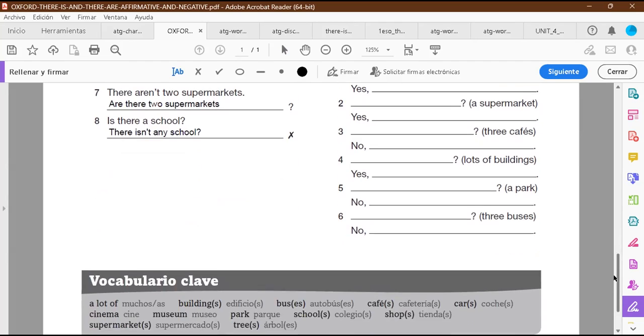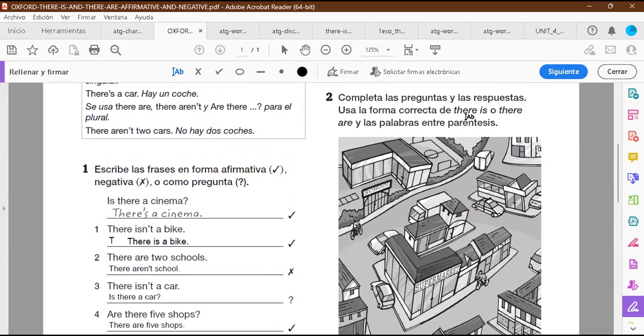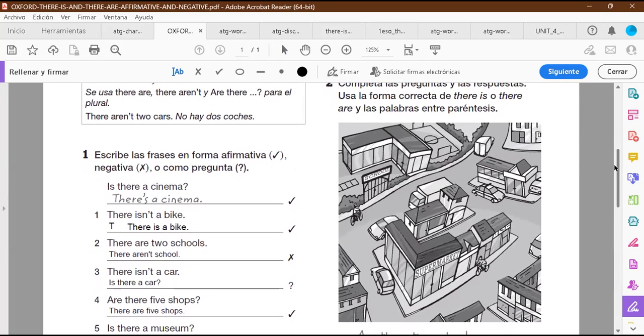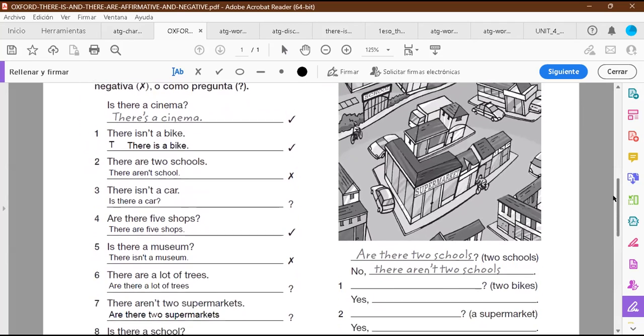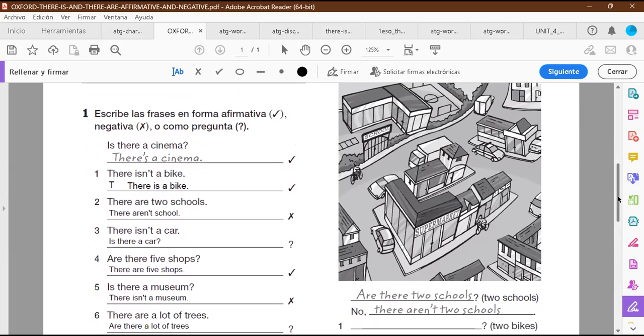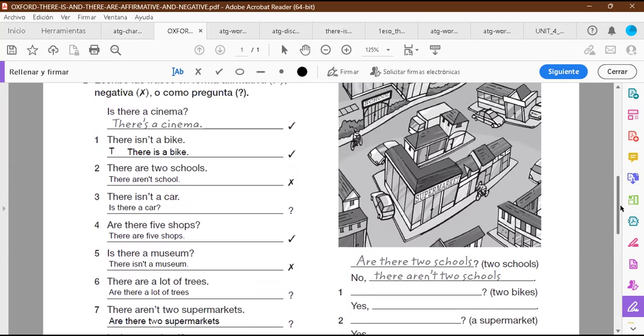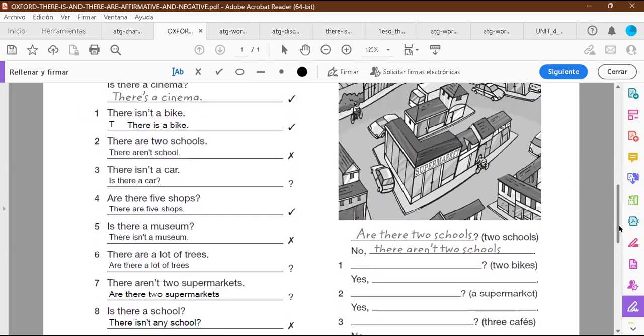So now let's see, we have another exercise and we have to complete the questions and the answers using the correct form of the verb to be, and we have to use the word in parentheses. Example, look at the picture. We have a school, a supermarket, and there are some more things, right? Like cars, a soccer field, some bikes, a lot of houses, a truck. I think that's a taxi.